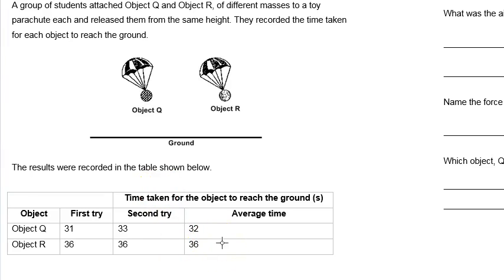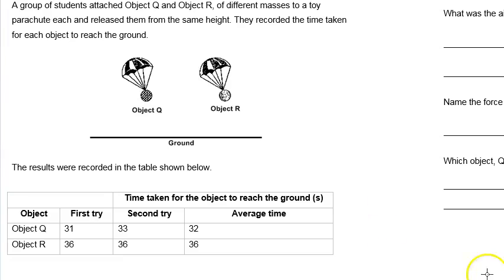Now, what was the aim of the experiment? The aim of the experiment is to find out how each object affects the time taken for the parachute to reach the ground, right? You can also say that we would like to find out which object, Q or R, will reach the ground first. But actually, I prefer the aim of the experiment to be how each object Q and R will affect the time taken for the parachute to reach the ground.